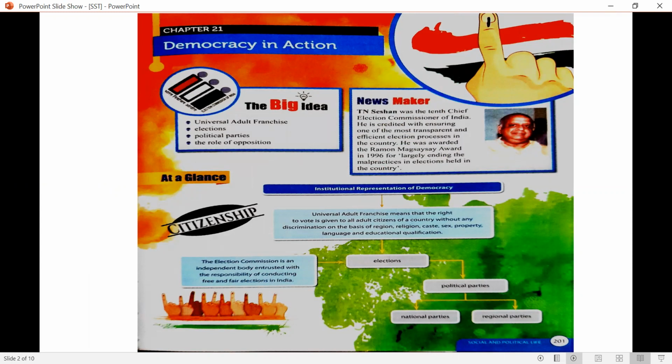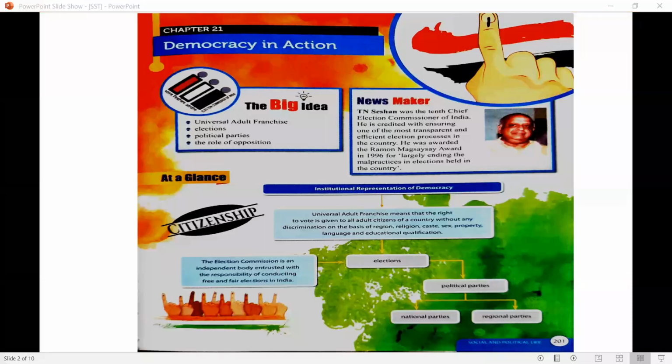The topic is democracy in action. By the way, I forgot to give my introduction. I'm Vaishnavi from class 7th, and here's the chapter in front of you. This is chapter number 21, as you can see on your screen, and this is democracy in action.